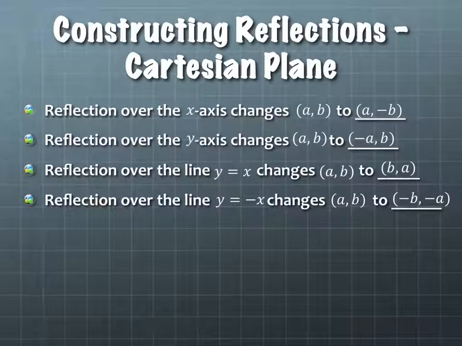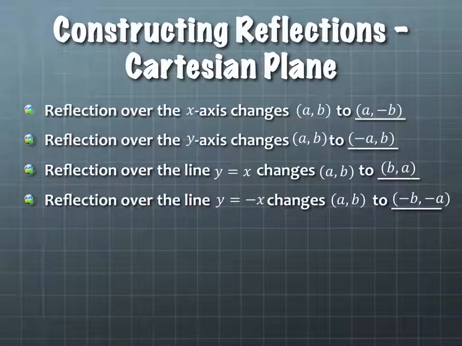And then the other two reflections are over diagonal lines, specifically the line y equal x and the line y equal negative x. So when you reflect over the line y equal x, what you do is you switch the x and y values. And when you reflect over the line y equal negative x, you switch the x and y values, and you change the signs. Okay, positives become negative, and negatives become positive.